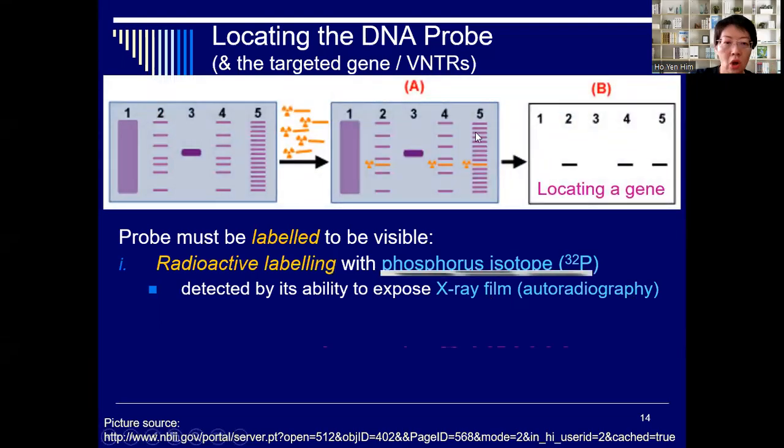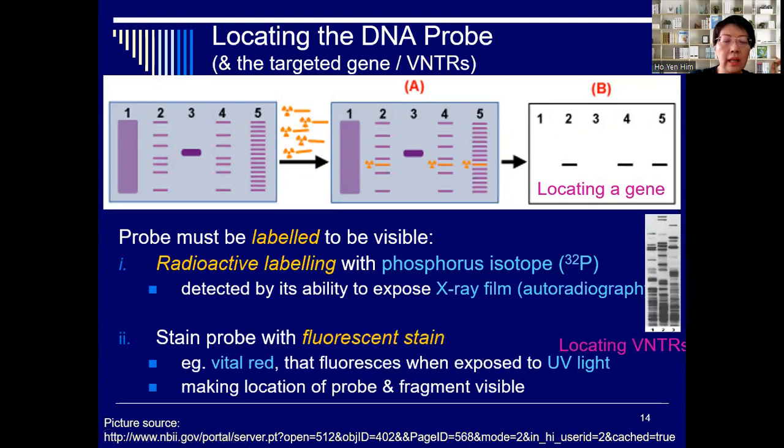Okay, or we can use a fluorescent stain to make the probe visible. So we can stain the probe with a fluorescent stain to make it visible. So we can use vital red to stain the probe, and then when we shine UV light onto it, it will fluoresce. So it will allow us to know the location of the probe, and then the location of the DNA fragment that we want to locate will become visible. So let's look at the diagram here.